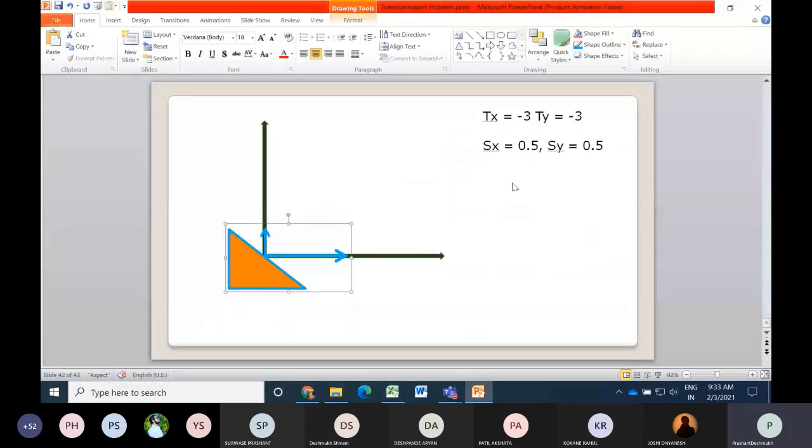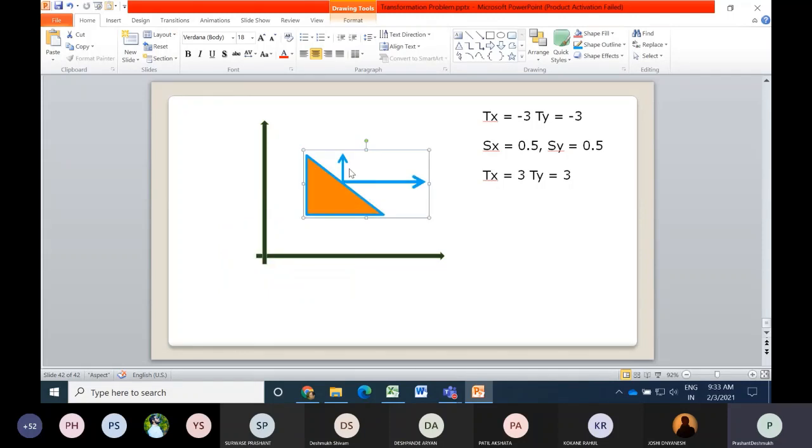Now what we have done, we have reduced the size. Now next step is that this point P should be at its original position. For that we have to perform again a transformation, that is translation, Tx equal to 3 and Ty again equal to 3, so that this point P, which is arbitrary, is at its original position. So now this will be your figure of the transformation. Is it clear?